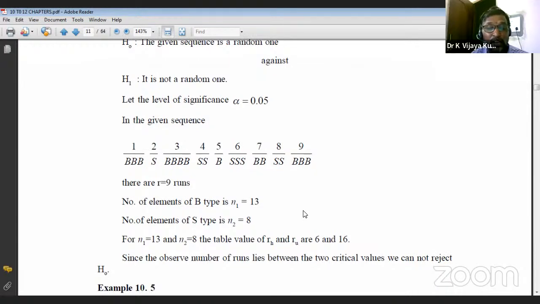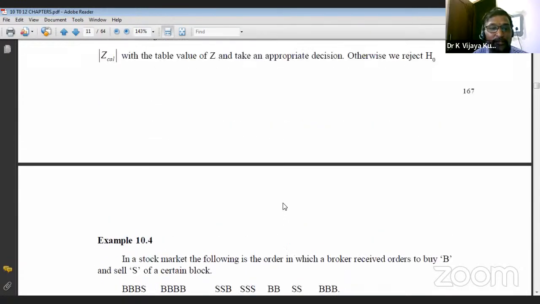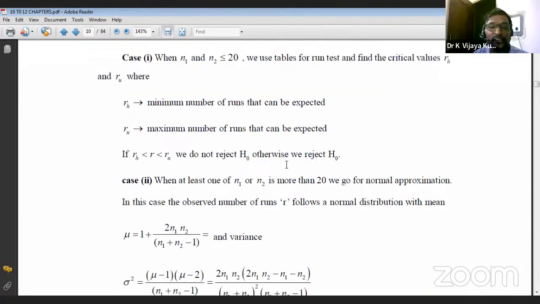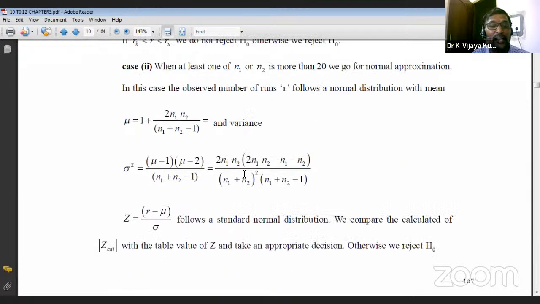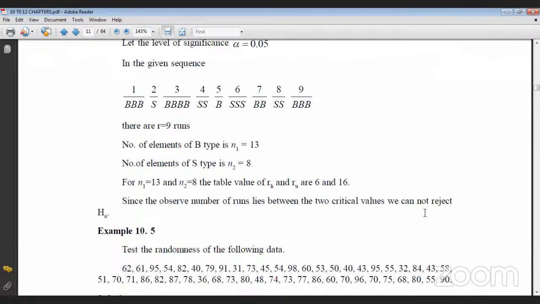n1 is equal to 13, n2 is equal to 8. So looking at the table values of Rl and Ru, they are 6 and 16. Since the observed number of runs lies between the two critical values, we accept. Rl is less than R and R is less than Ru, so we cannot reject H0.